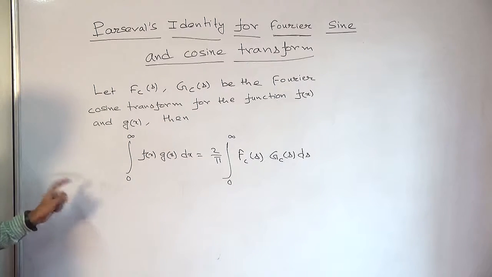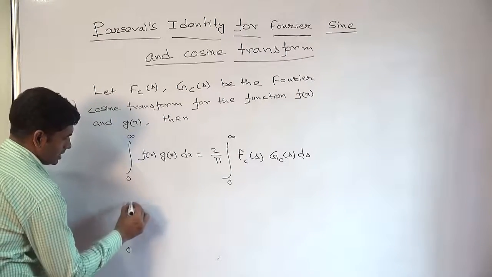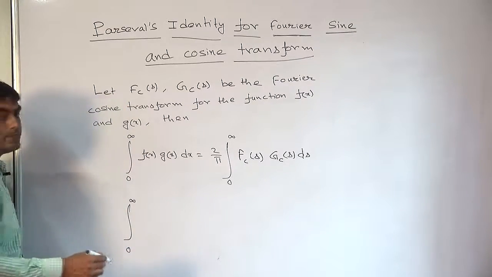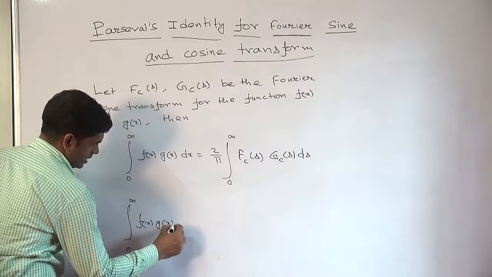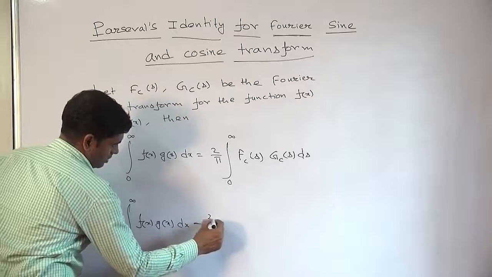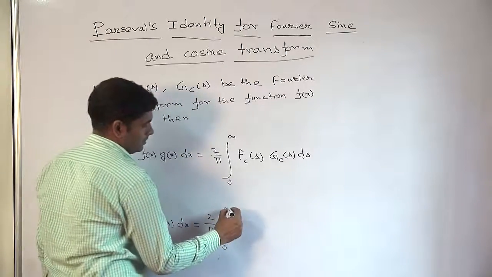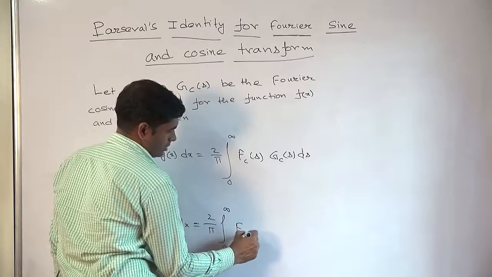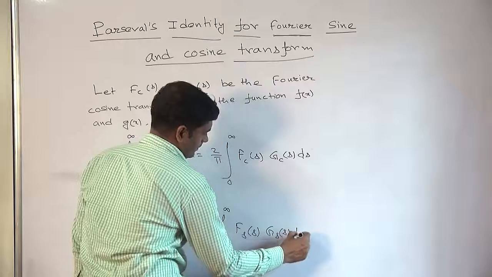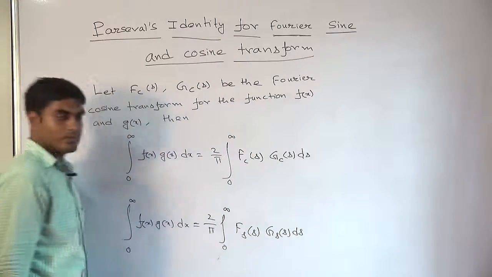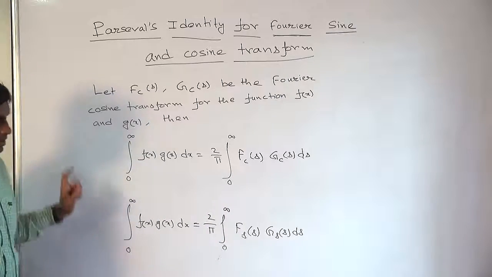Now the sine transform will be similar. In the case of the sine transform, the integration is over the same range, 0 to infinity, of f(x) g(x) dx. This will be equal to 2 by pi times the integral from 0 to infinity of F_s(s) and G_s(s) ds. So instead of cosine, now it is sine only.